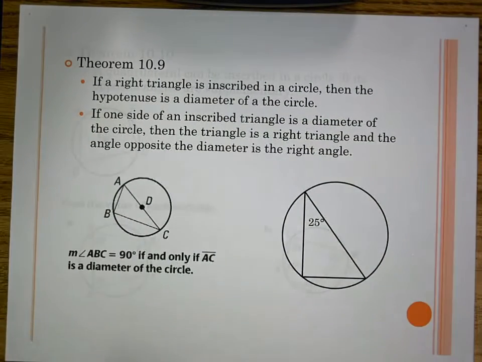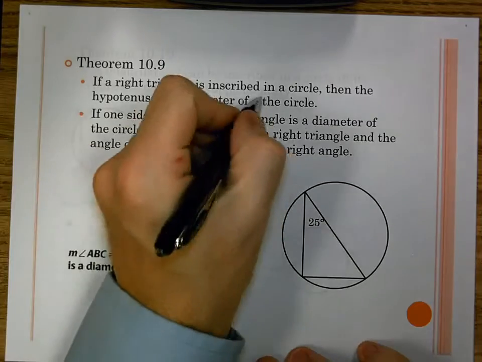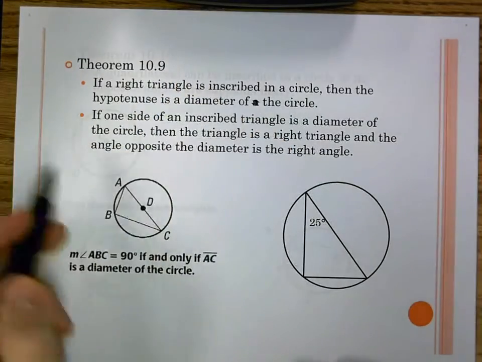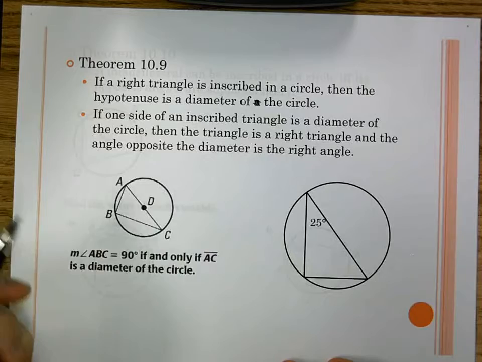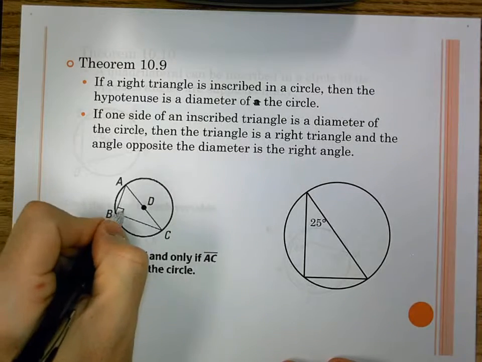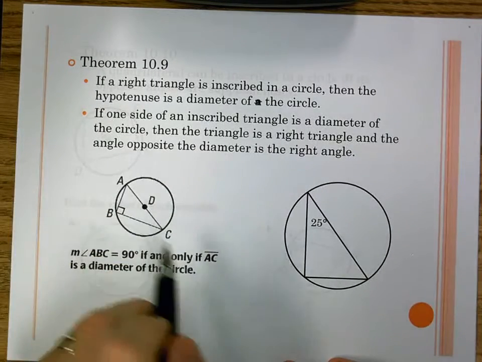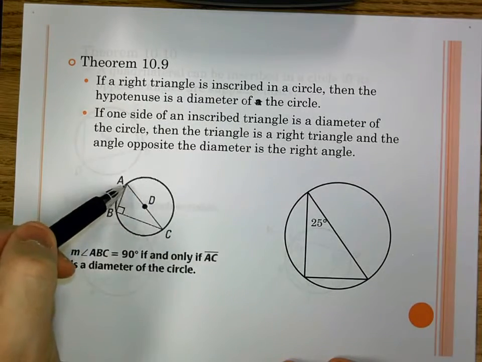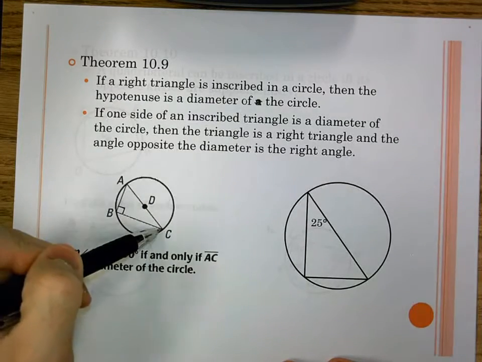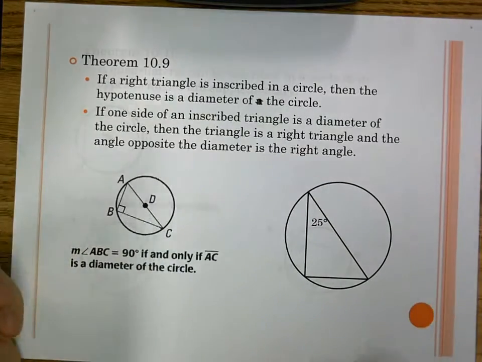It's kind of the original statement, and we look at a converse of it. And it says, if a right triangle is inscribed in a circle, then the hypotenuse is the diameter of the circle. So, there's my triangle. And I'm saying, if it's a right triangle, where B is a right angle, then the hypotenuse would have to cut through the diameter of the circle. Okay, we can see that.